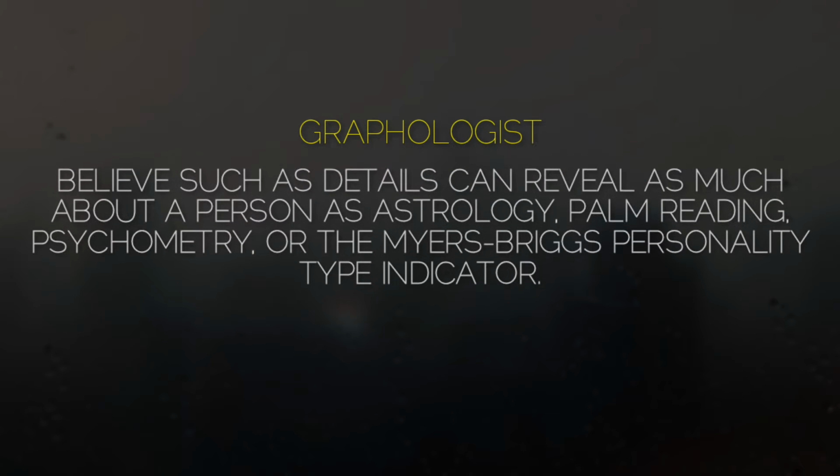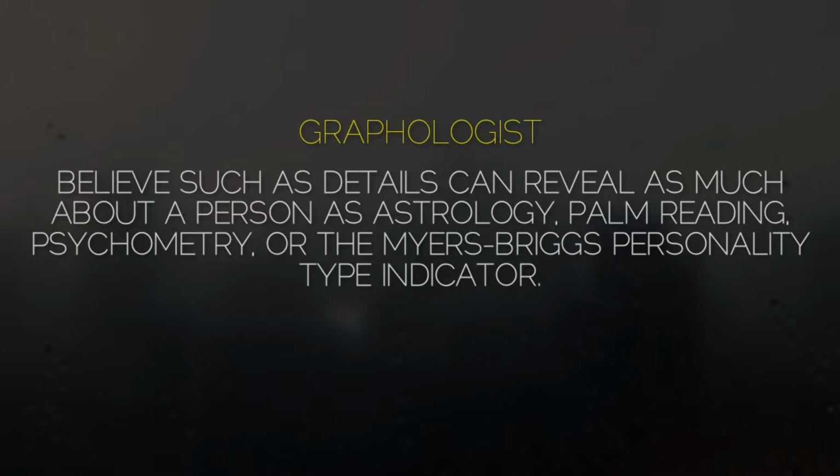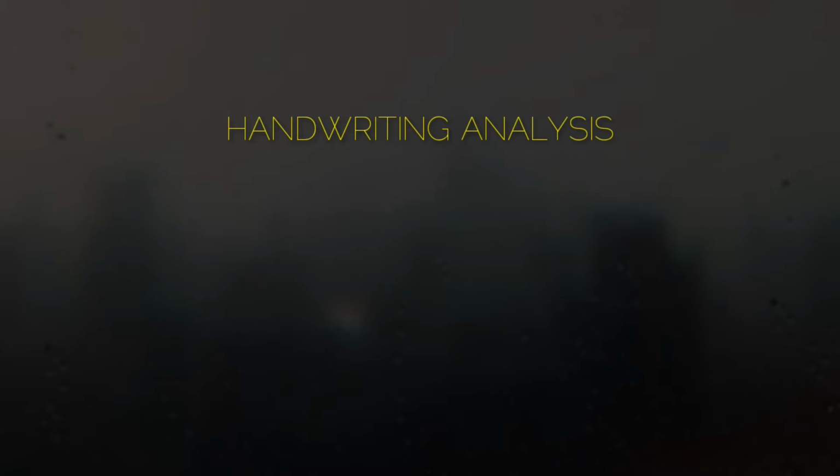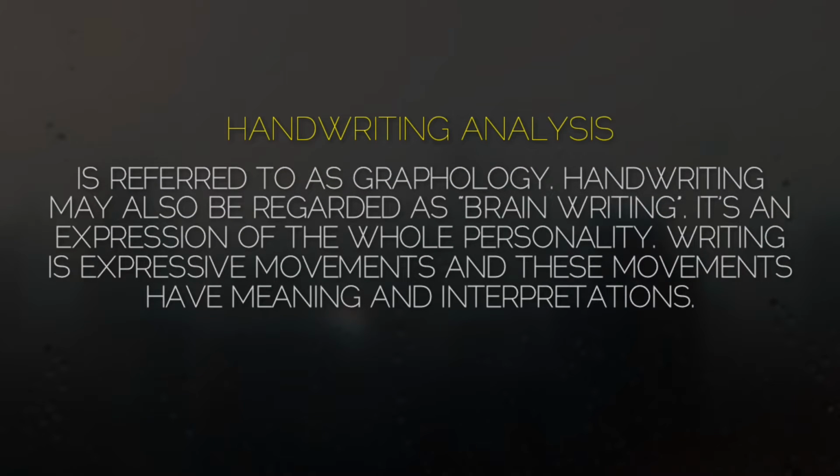And graphologists believe that such details can reveal as much about a person as astrology, palm reading, psychometry, or the Myers-Briggs personality type indicator. In crime detection, the field of scientific handwriting analysis for legal identification is designed to determine the authenticity of signatures or documents, such as a will or manuscript, without concern for the writer's personality. Handwriting analysis is referred to as graphology.